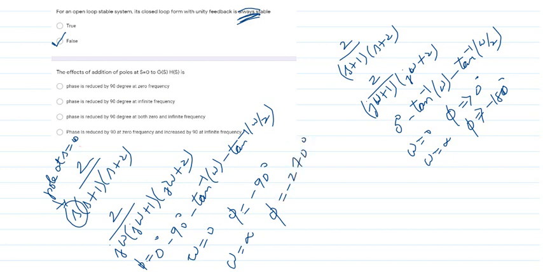Now we observe what is happening. At ω equal to 0, it was 0, now it has become minus 90. At ω equal to infinity, minus 180 has become minus 270. So phase is reduced 90 degrees at 0 frequency, true. Phase is reduced 90 degrees at infinity, that is also true. But look at the third option: phase is reduced by 90 degrees at both 0 and infinite frequency. Yes, at 0, from 0 degrees it went to minus 90 degrees, at infinity from minus 180 it went to minus 270. So the best option is option C.